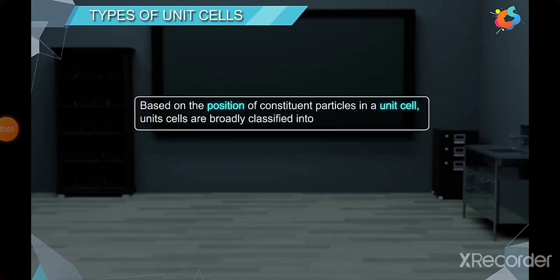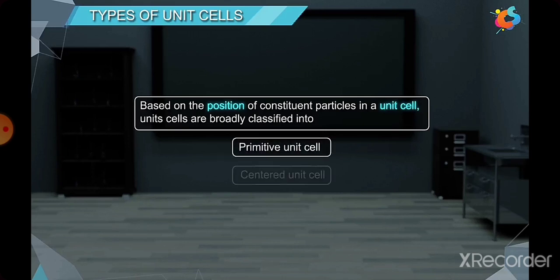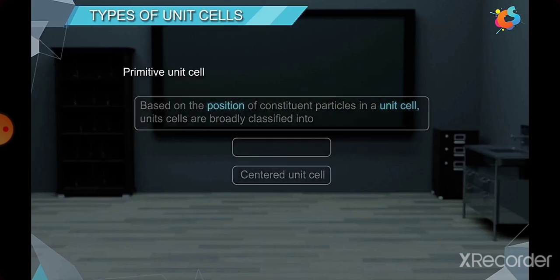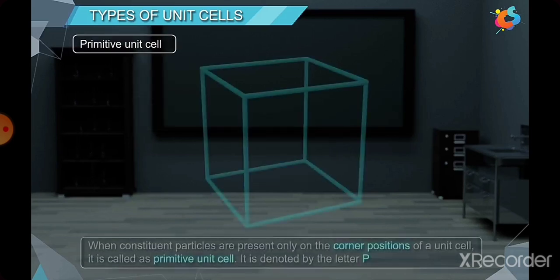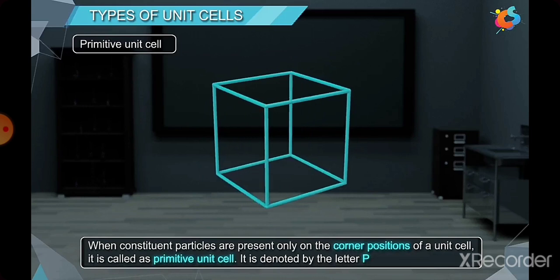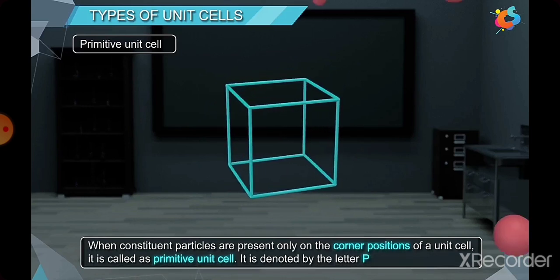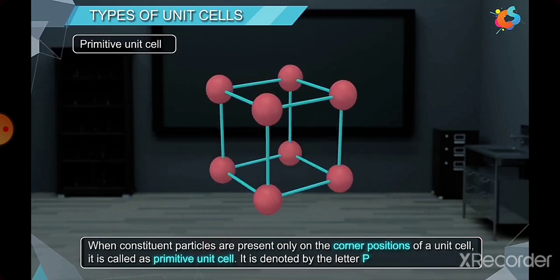Based on the position of constituent particles in a unit cell, unit cells are broadly classified into primitive unit cells and centered unit cells. Primitive unit cells: when constituent particles are present only on the corner positions of a unit cell, it is called a primitive unit cell. It is denoted by the letter P.